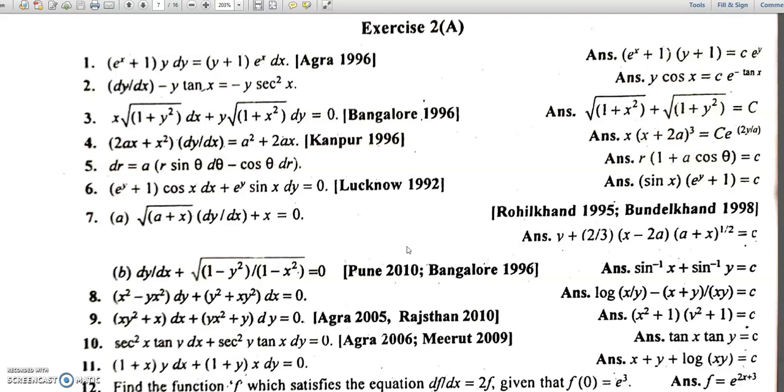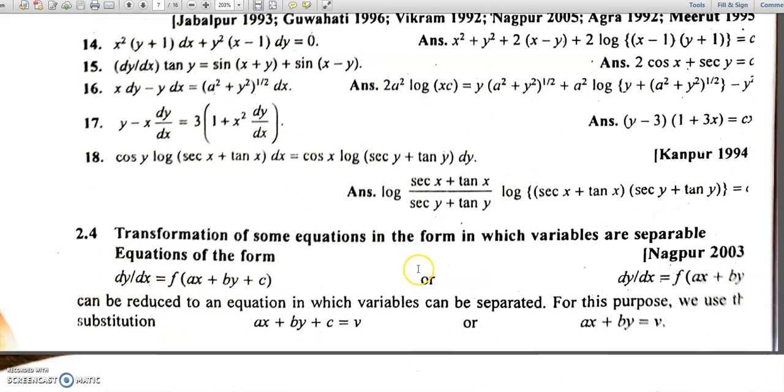Exercise 2.1. In this lecture we have learned how to find the solution, or solution curve, of a first order first degree equation using the separation of variables method. In our next lecture we will find the solution by transformation of some equations.